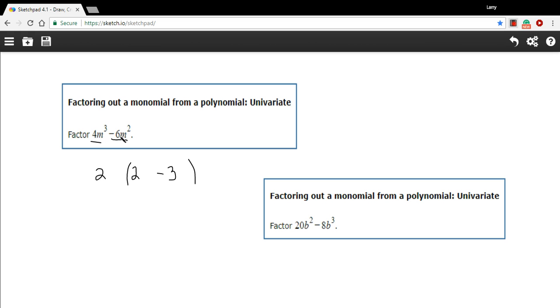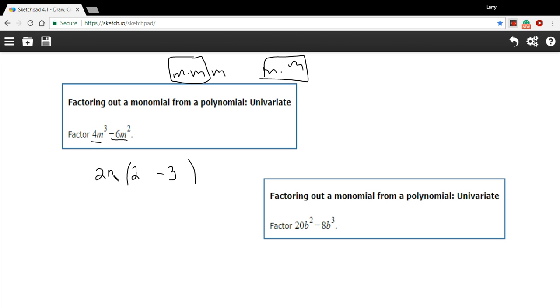Now let's move on to the m. We have m to the third and m squared. We want to factor out the biggest thing that they have in common. And really, the way you should think about this is m cubed is m times m times m, and m squared is m times m. The biggest thing they both have in common is m times m, or m squared. So we can factor out an m squared.